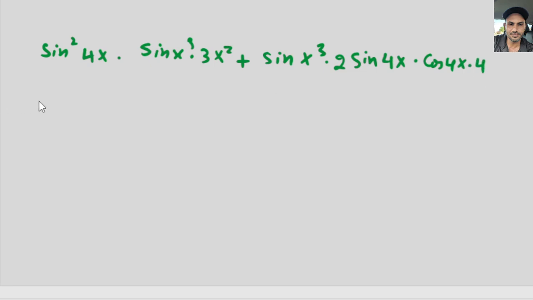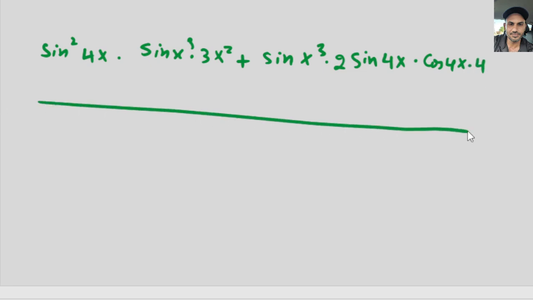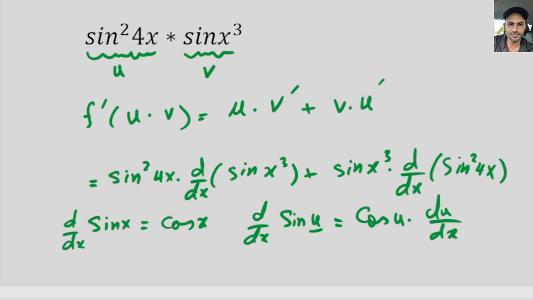So this is the final answer for the derivative of the expression that we had earlier, which is sine squared of 4x times sine of x cubed. It's a lot of work, but once you know the method, if you follow the process, it's a lot easier to get to the answer.